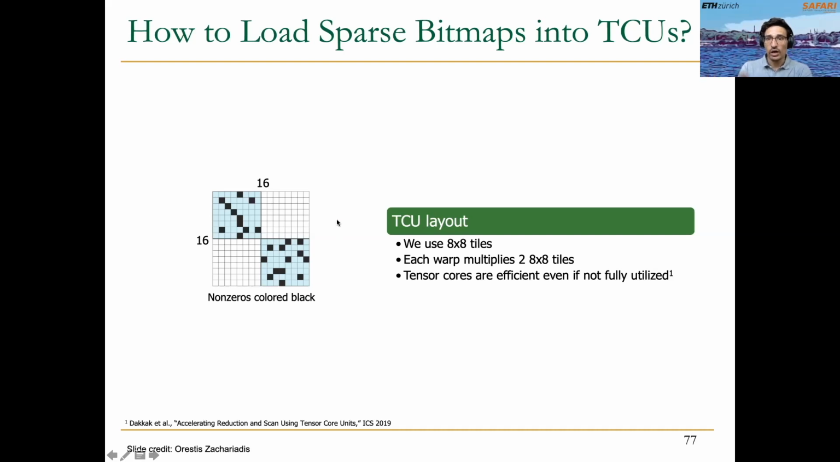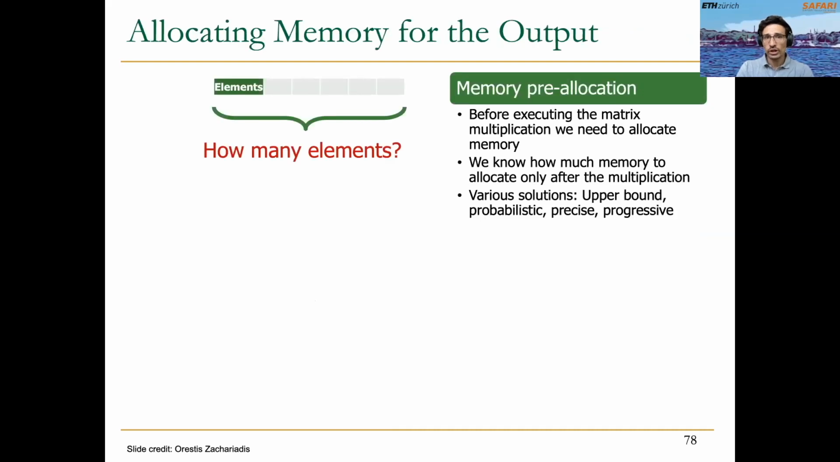But still, you're going to see that we are going to get good performance improvement thanks to the use of the tensor core units. Another important question, because this is a sparse matrix computation, is that we need to allocate memory for the output, and how many elements do we need to allocate?